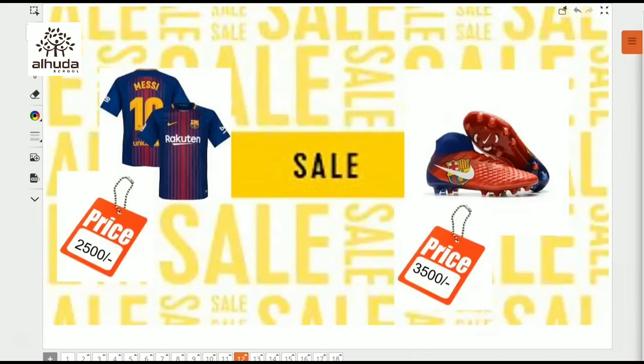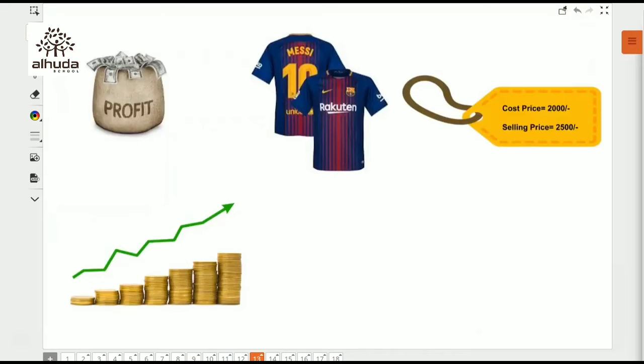So what he does is he puts the jersey and the shoes up for sale. He sells the jersey at 2500 and the shoes at 3500. These two prices are nothing but the selling price of the goods, that is the jersey and the shoes. Now let's look into one case each. In the case of the jersey, the cost price, that is the price at which he bought the goods, is 2000 rupees, and the selling price, that is the price at which he has sold the goods, is 2500 rupees.